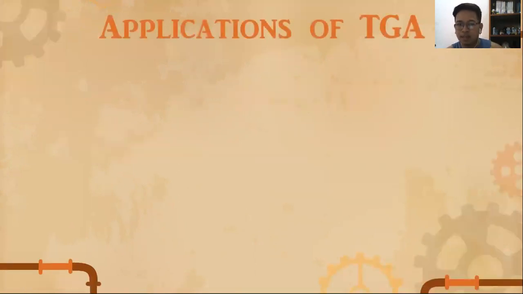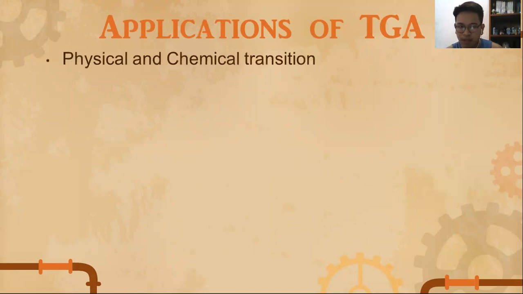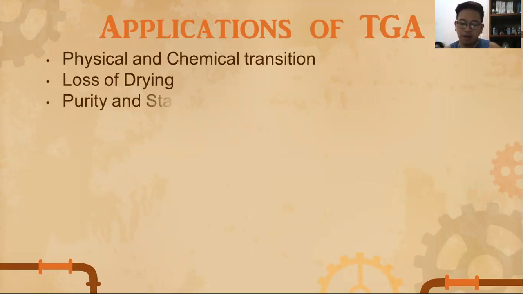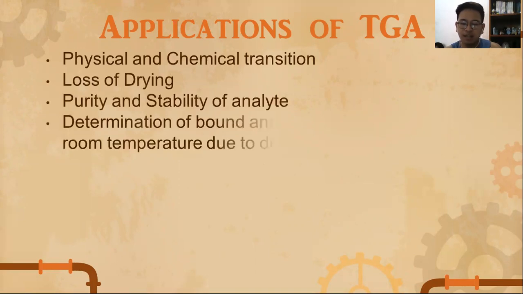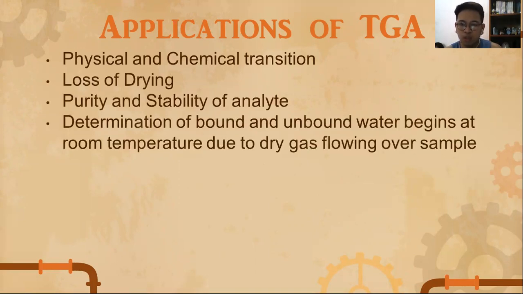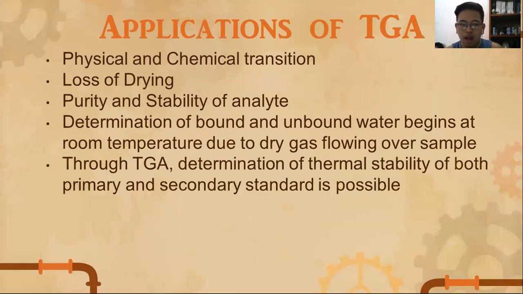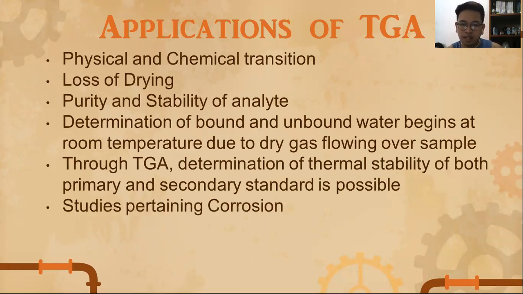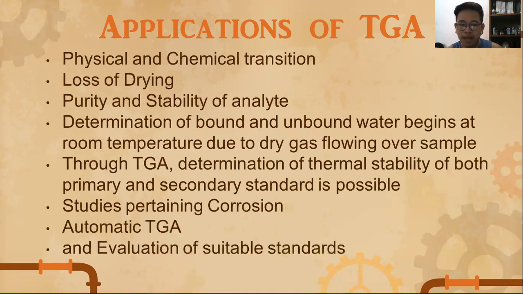There are certain applications of TGA. These are mainly physical and chemical transitions, loss of drying, purity and stability of analyte, and determination of bound and unbound water, which begins at room temperature due to dry gas flowing over the sample. With TGA, determination of thermostability of both primary and secondary standards is possible. Studies pertaining to corrosion are also an application of TGA. There can also be automatic TGA. And lastly is the evaluation of suitable standards.